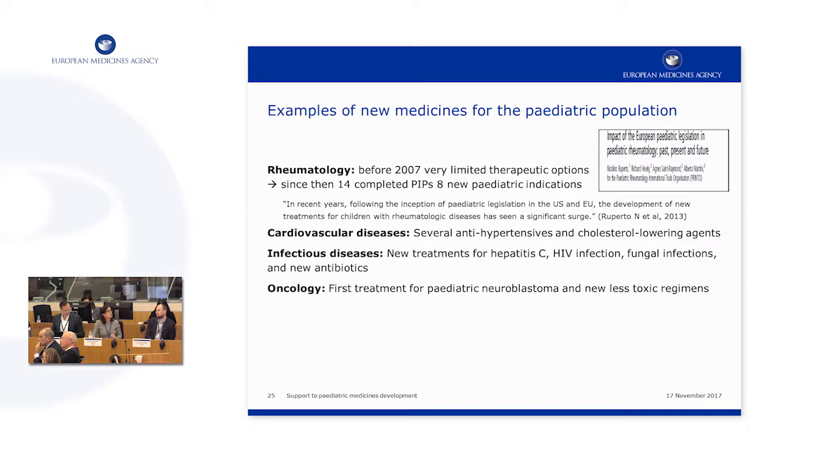The 10-year report shows also an increase in medicines for children in many therapeutic areas in the last 10 years, most notably in the area of rheumatology, where before 2007, very limited therapeutic options were available. Since then, 14 completed PAPs have been done and 8 pediatric new indications granted. Also in the cardiovascular area, we now have several antihypertensives and cholesterol-lowering agents. For infectious disease, we have new treatments for hepatitis C, HIV infection, fungal infections, and new antibiotics. And for oncology, we have the first treatment for pediatric neuroblastoma, and also new, less toxic regimens.